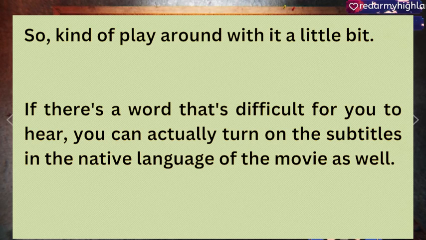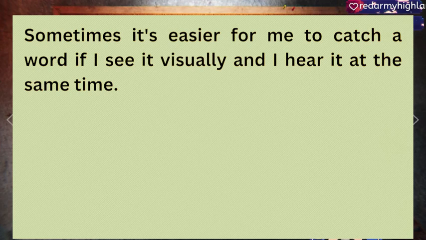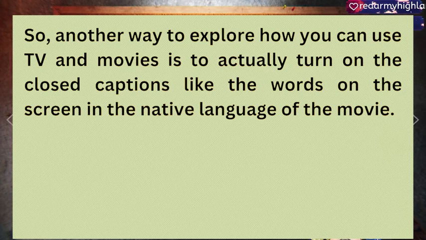If there's a word that's difficult for you to hear, you can actually turn on the subtitles in the native language of the movie as well. That's something that I've done. If I wanted to study Japanese, it's very useful when the actual words spoken in Japanese appear on the screen. Sometimes it's easier for me to catch a word if I see it visually and hear it at the same time. So, another way to explore how you can use TV and movies is to turn on the closed captions, the words on the screen, in the native language of the movie.